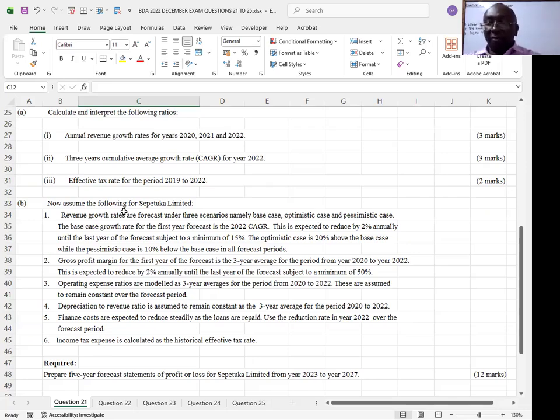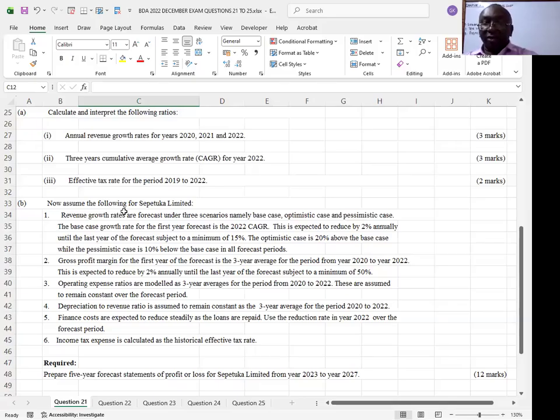in all forecast periods. Gross profit margin for the first year of the forecast is a 3-year average for the period from year 2020 to year 2022. This is expected to reduce by 2% annually until the last year of the forecast, subject to a minimum of 50%. Operating expense ratios are modeled as 3-year averages for the period from 2020 to 2022. These are assumed to remain constant over the forecast period.